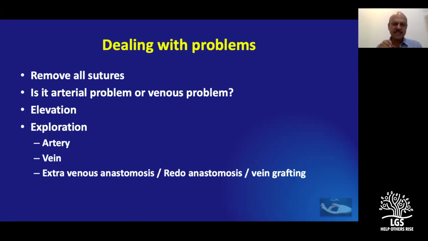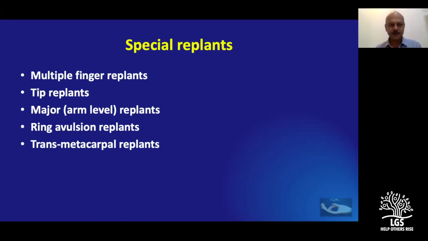At the first sign of problem, all these things of elevation, removing all sutures, is only to bide the time. The plan should be exploration, taking the patient to the theater and looking visually, looking physically for the problems in the artery or the vein. You may need to do either an extra venous anastomosis, which may not be enough, or you need to redo the already done anastomosis, or you need to put in a vein graft.